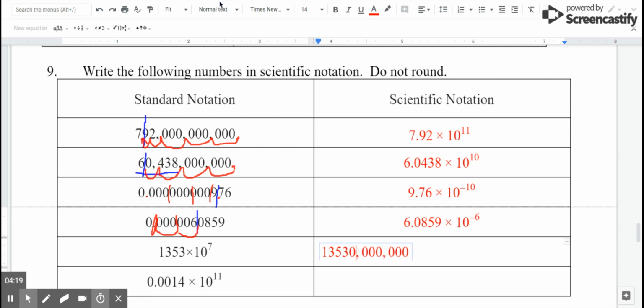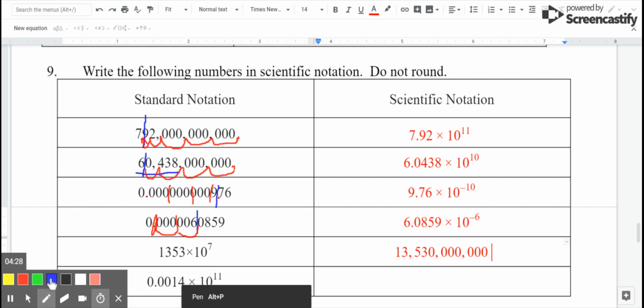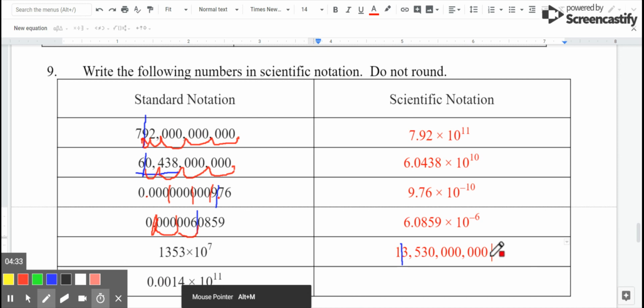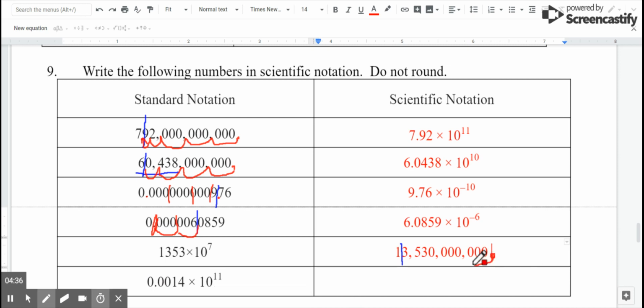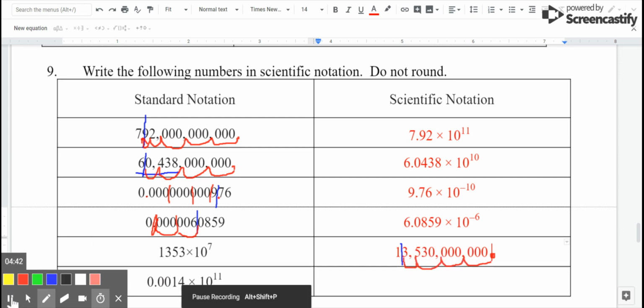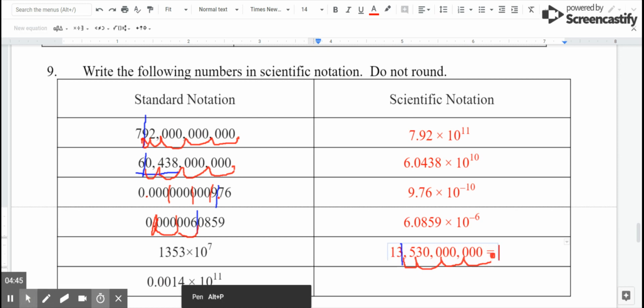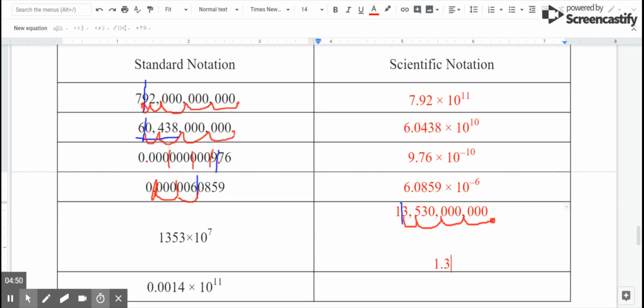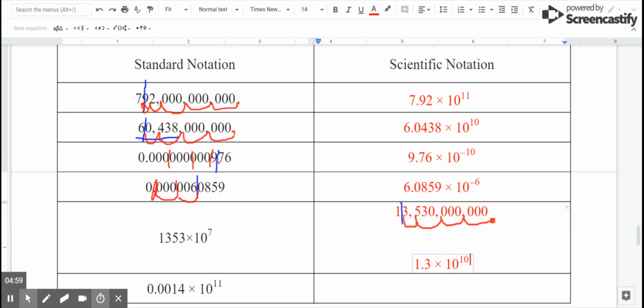So there's my number. So if it's easier for you, you can start with this number and then count backwards to figure out the scientific notation. So we'll use the same strategy. We know we want the decimal between the 1 and the 3, which means to get it from where it belongs to between the 1 and the 3, I'm moving it 3, 6, 9, 10 spots. So in scientific notation, this number would become 1.3 times 10 to the 10th power.